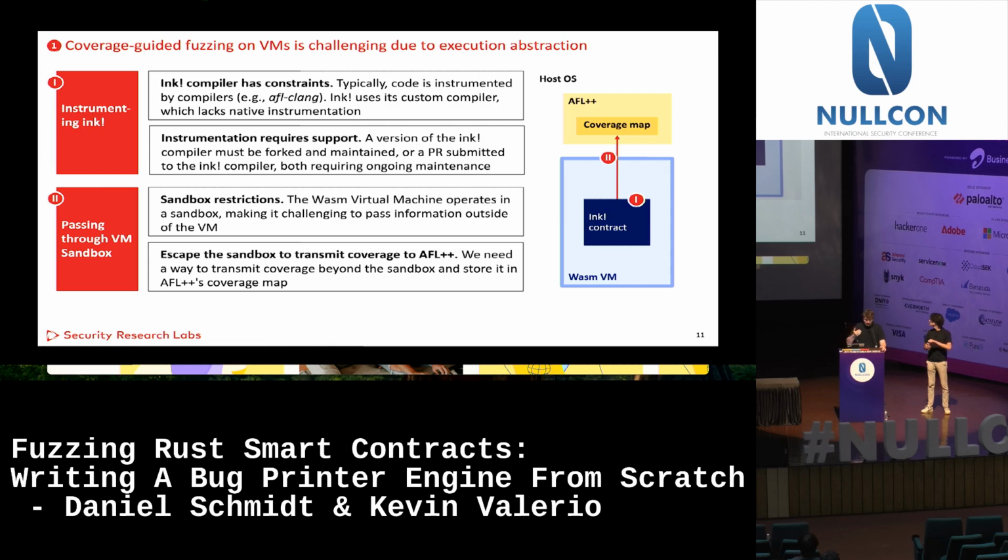The second challenge is, as you can see here on the right-hand side of the slide, even if the smart contract is compiled, it is running inside this fuzzing VM. And the fuzzing VM is sandboxed. So we need some way to get this coverage information we gathered out of the sandbox. Because outside of the sandbox, we run something called AFL++, which is the industry fuzzing engine. And we want this coverage data to end up in the coverage map of AFL++. So these are the two problems here.